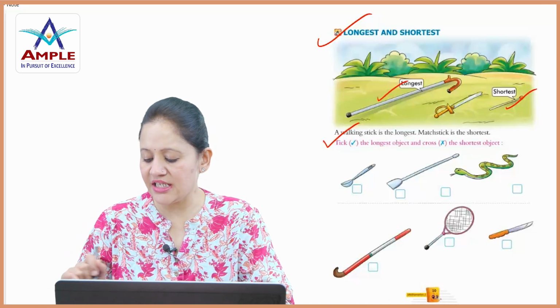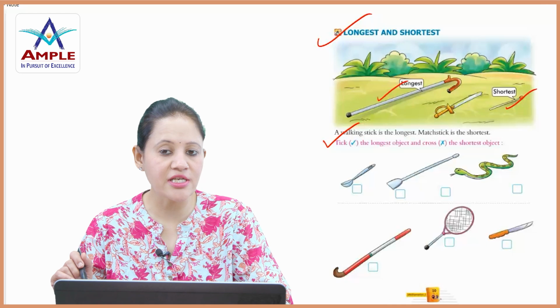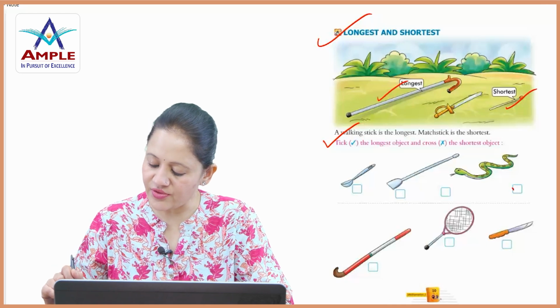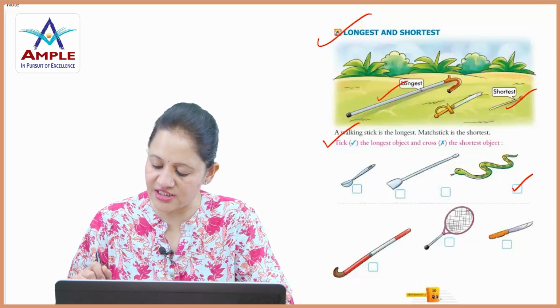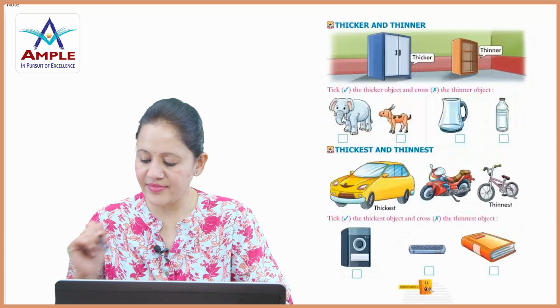So among these three, which one is the longest? The snake. So we'll take it, and the spoon is the shortest. So we'll cross it. Clear?